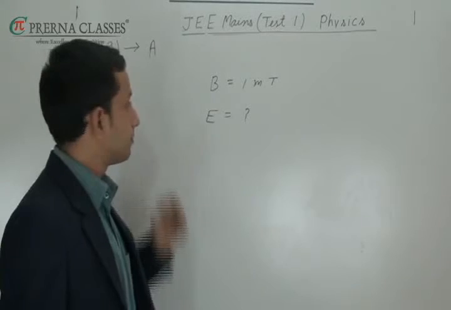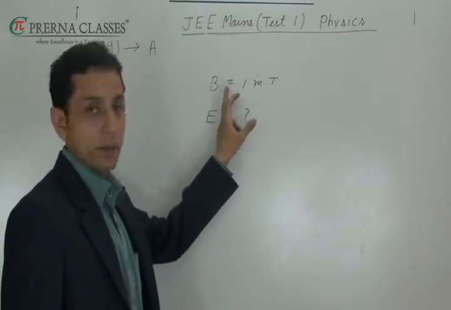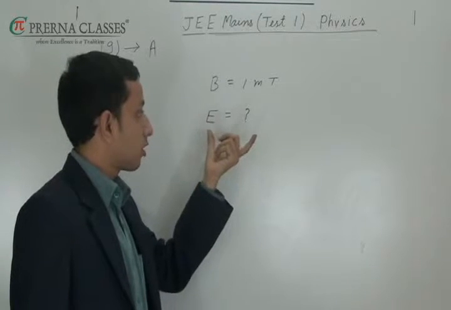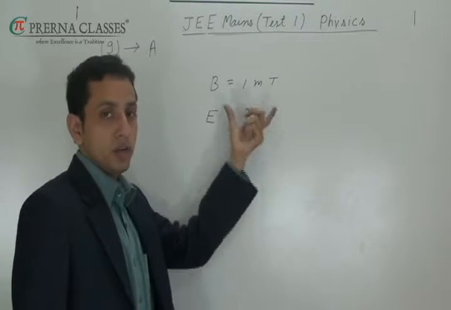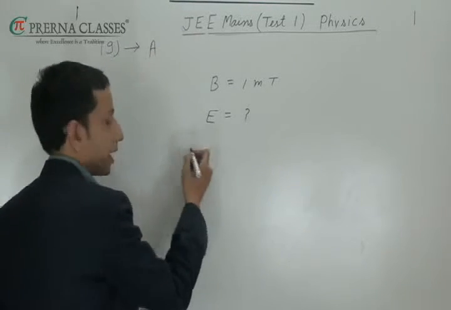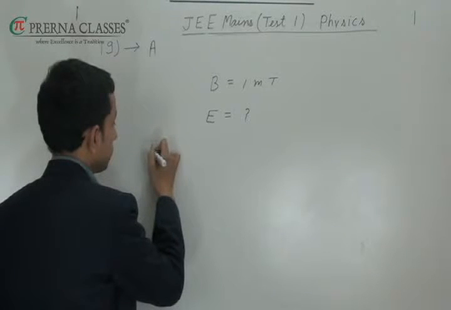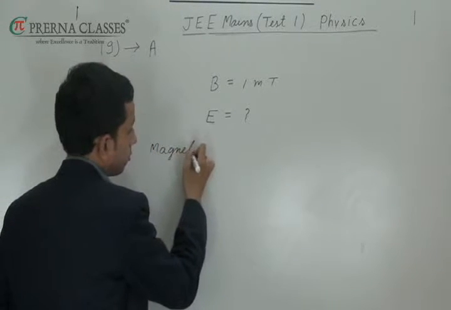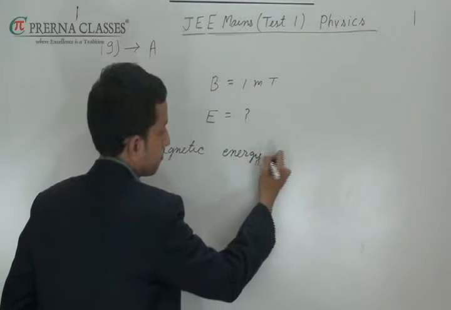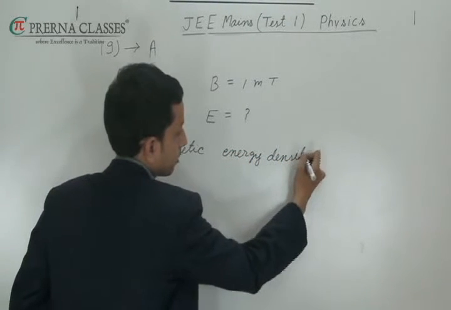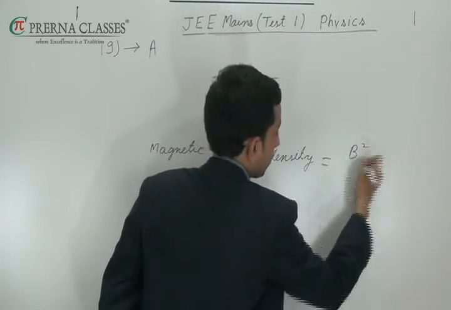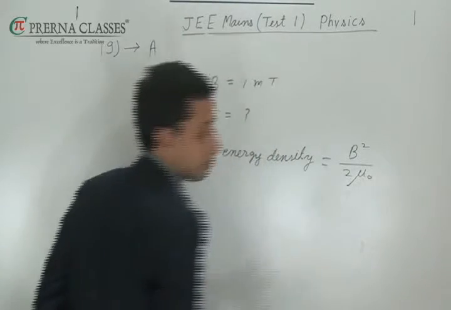Come to question number 19. In this question we have been given a magnetic field of 1 millitesla, and it has been asked for what value of electric field we will get the same energy density. So first we will write the magnetic field energy density. Its value is B square by 2 mu naught.